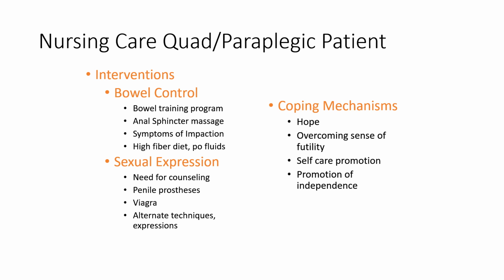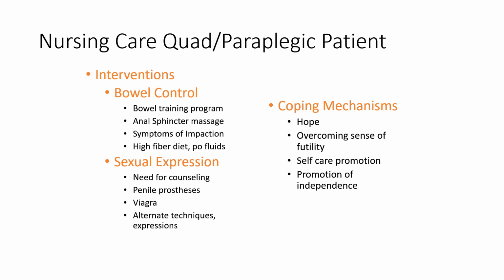Sexual expression, there is a need for counseling because we know that these injuries do happen in younger men, I guess, and women. There are things that they can do, they can use, such as prostheses or Viagra. For females, I need you to know that pregnancy is still possible. They may begin to ovulate as early as 6 months after the injury.